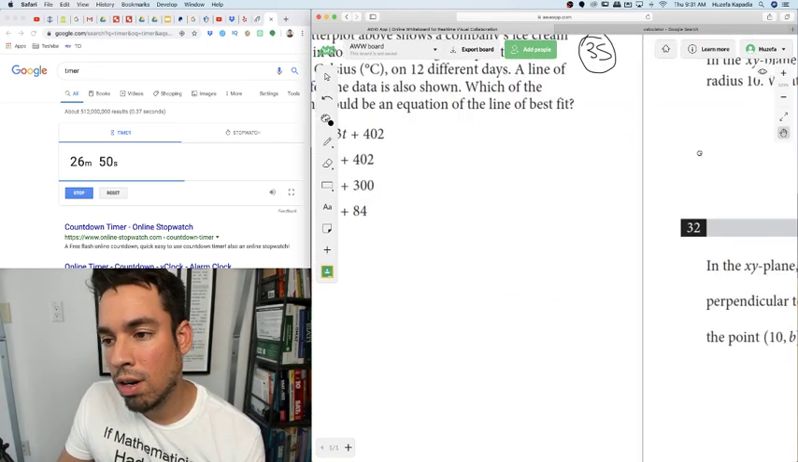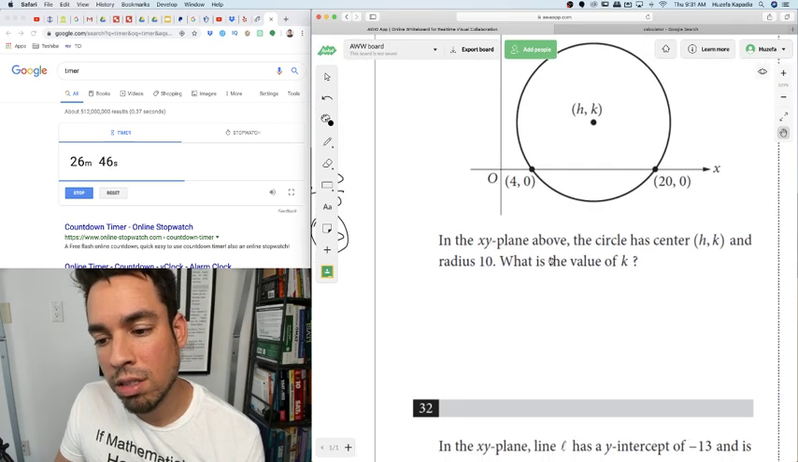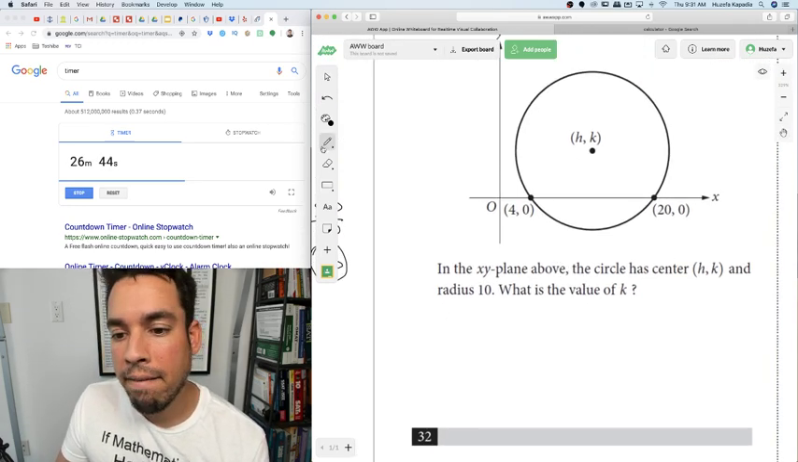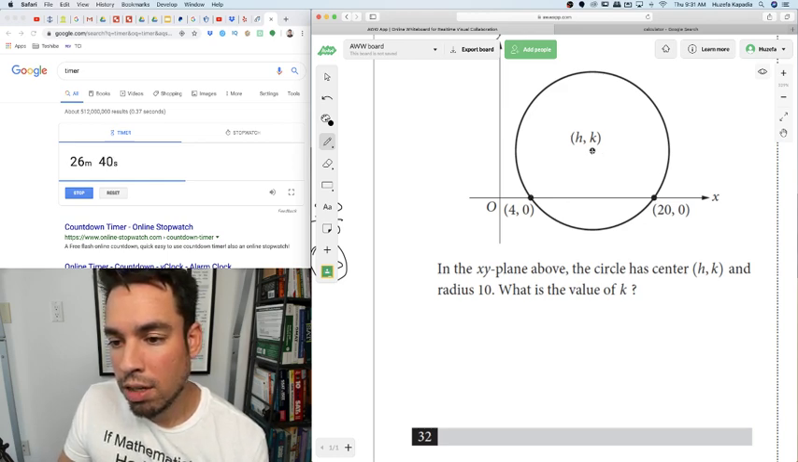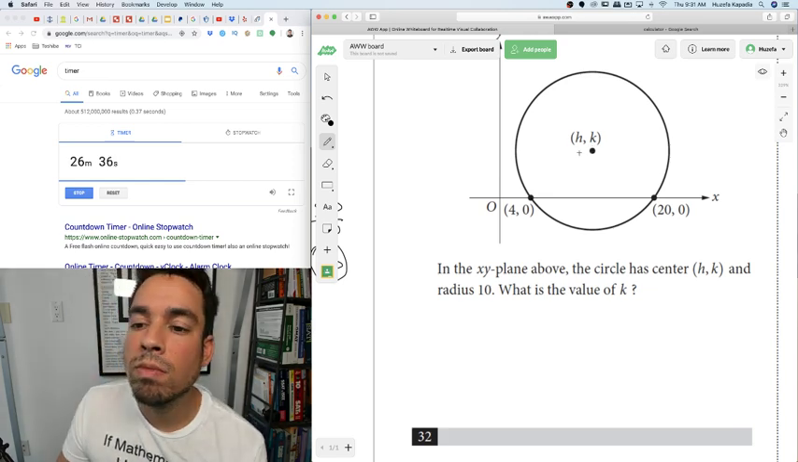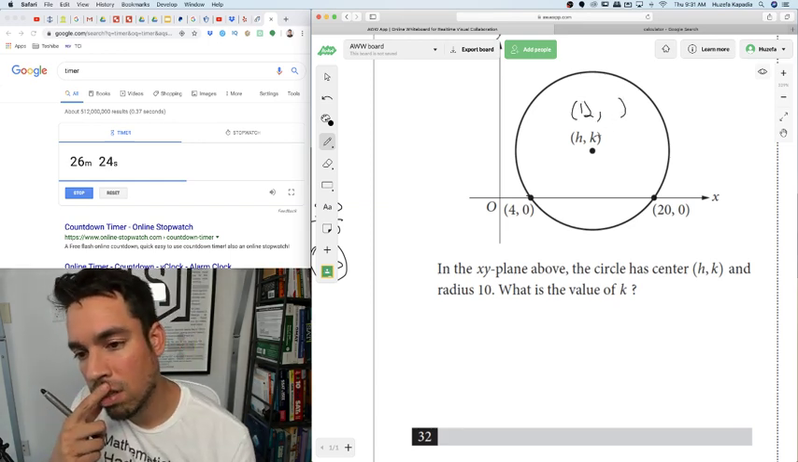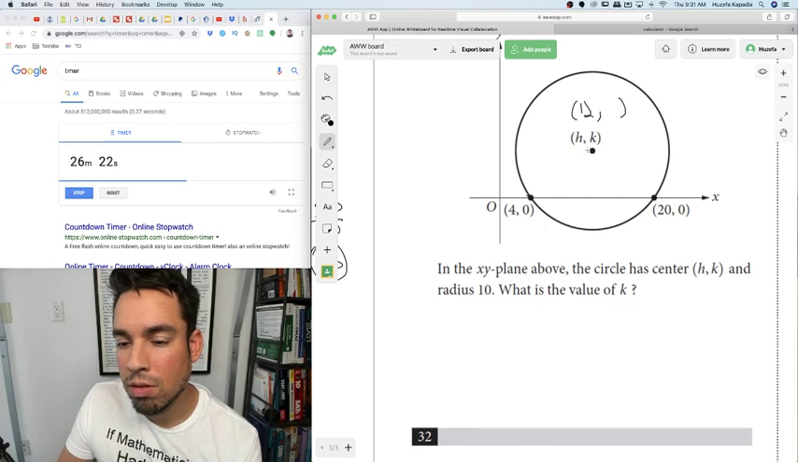Okay, let's go on to number 31. In the xy-plane, circle with center (h, k) and radius 10, what is the value of k? Got it. It's going to be right in between. Wait, no. K is the y value. Hold on. Well, h is definitely 12. H is definitely 12. K is, hold on, a radius of 10. Oh, I know what we do.